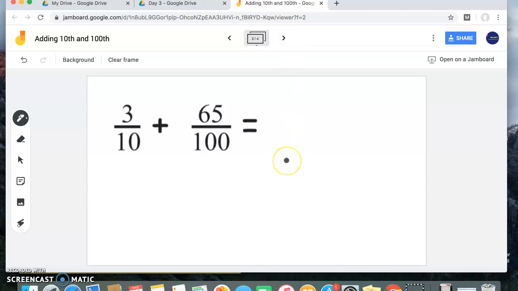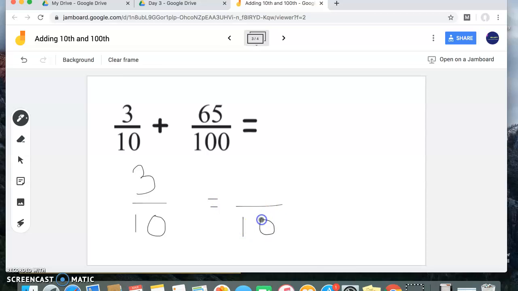Looking at my next problem, I have 3/10 plus 65 hundredths. By looking at both my denominators, I first recognize that they are not the same. So I have to do something to one of them to change it so my denominator is now 100. And I'm going to take a look at 3/10 because I know that 10 times 10 is 100. So for 3/10, I can find an equivalent fraction so my denominator is also 100.